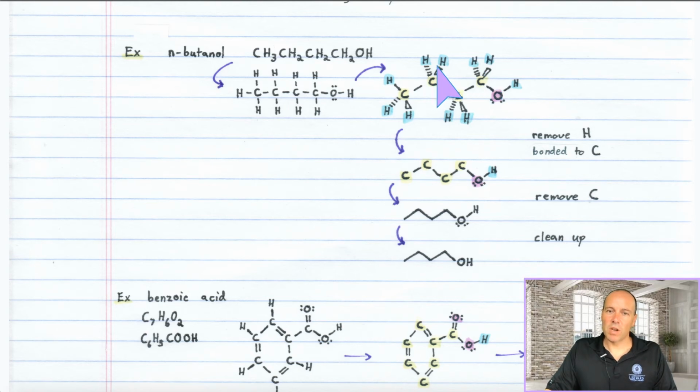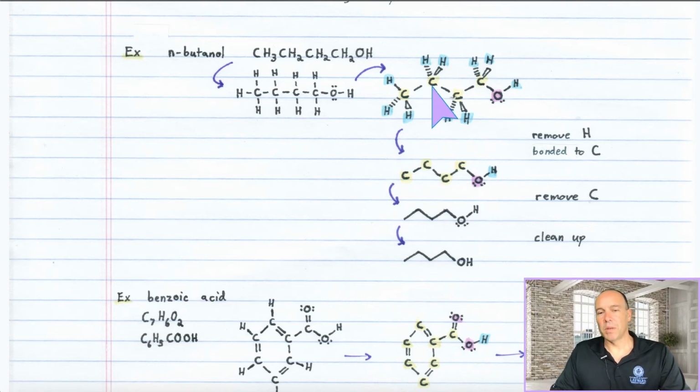And the wedges are coming out of the paper, okay? The wedges are coming out of the paper. The dashes are going back into the paper. So maybe this is a little bit more accurate than that one. Okay, so let's take this and let's convert it into its skeletal structure.